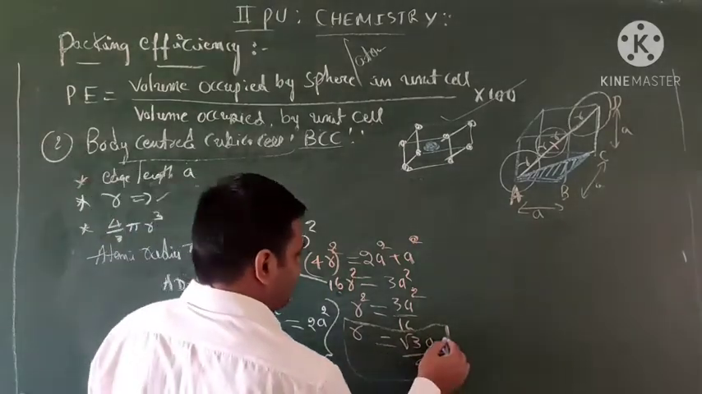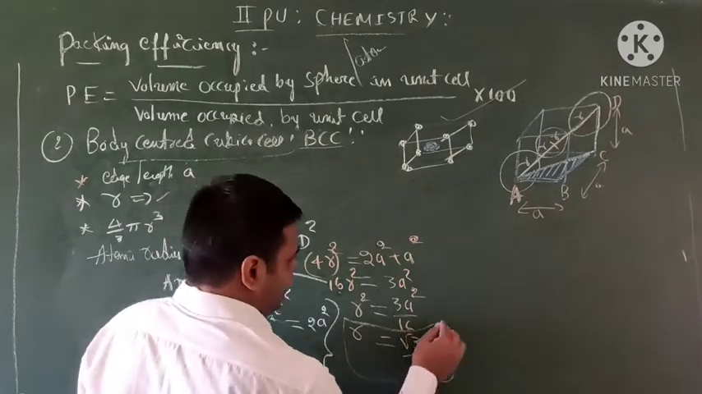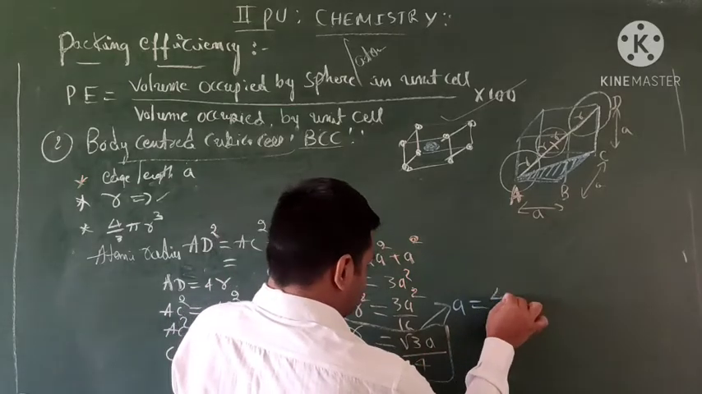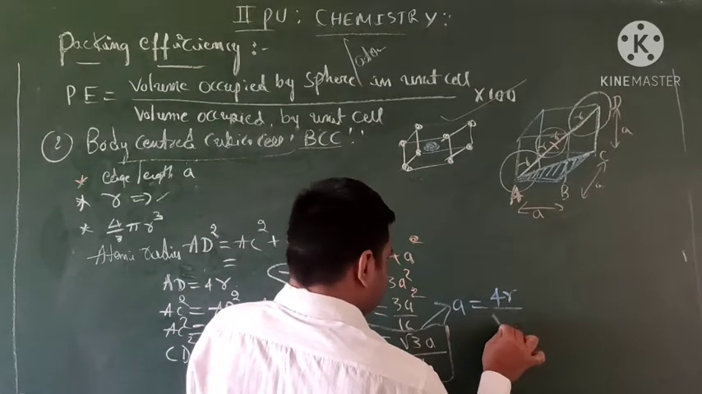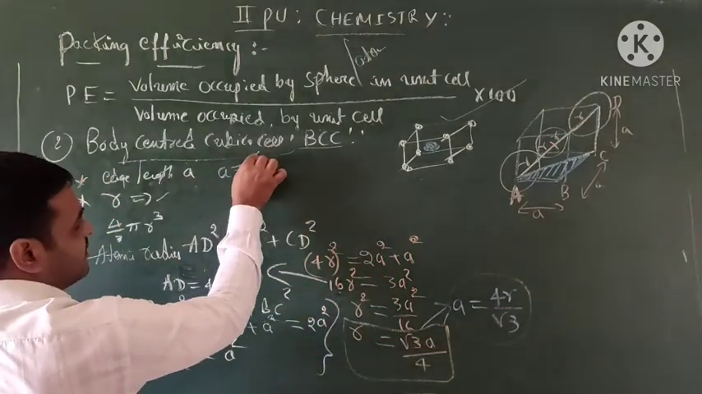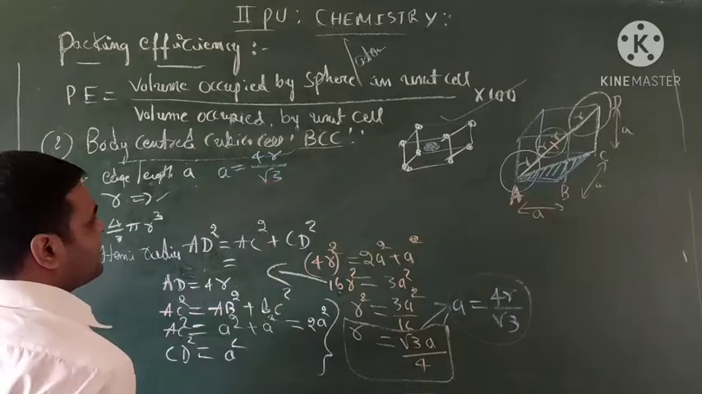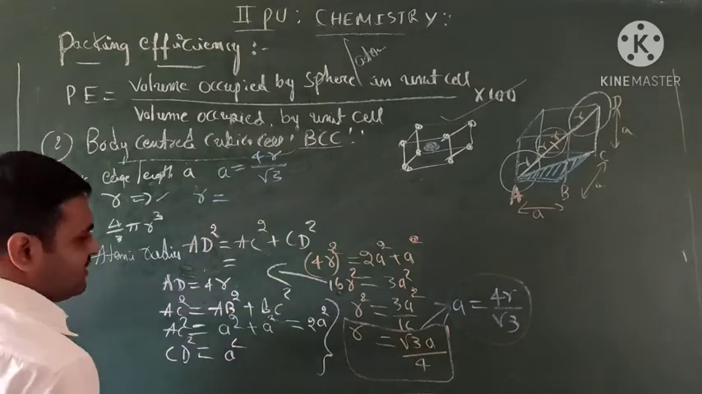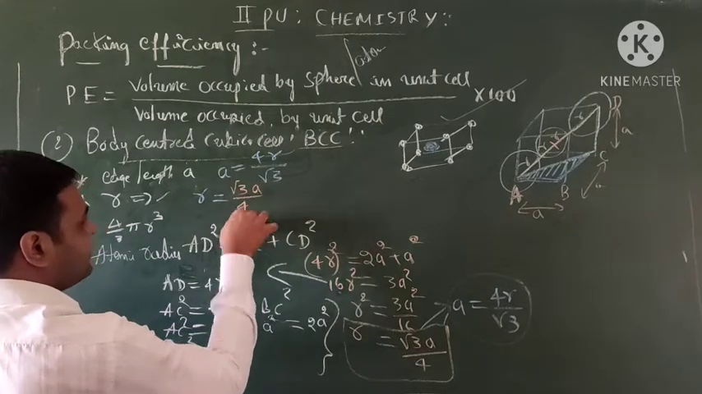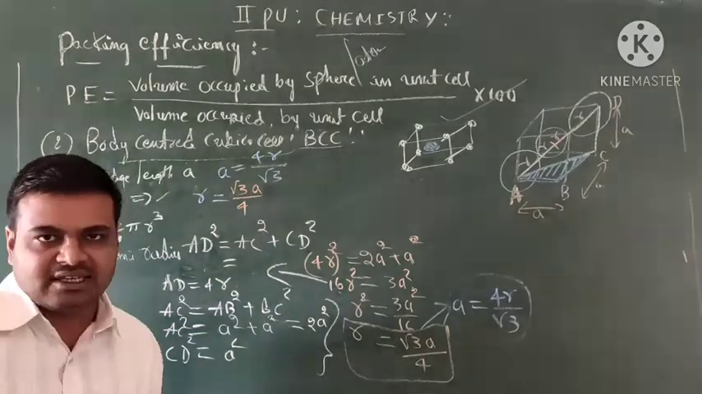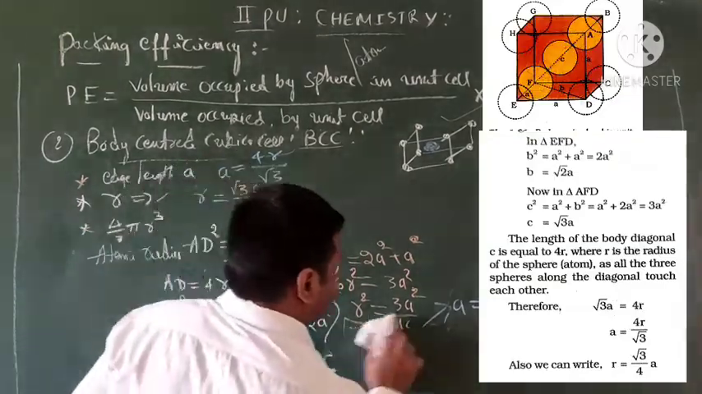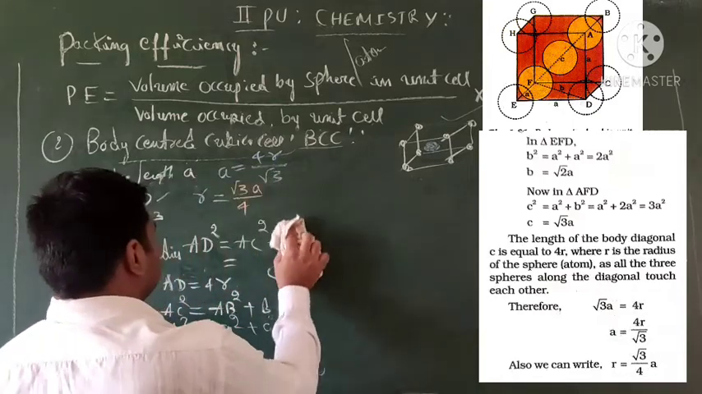Either way, you can write a is equal to 4r by root 3. Then the r value can be written as root 3 a by 4. Students, write it down and note it. Now we can solve for the packing efficiency.